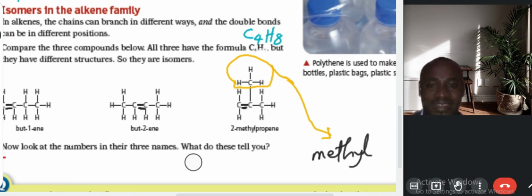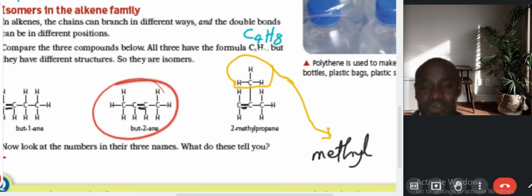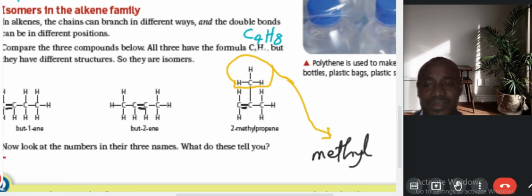So I reveal it: 2-methylpropene. 2-methylpropene has a methyl attached to the second carbon of the double bond. So it is a 2-methylpropene. It's an isomer of but-1-ene or even but-2-ene.